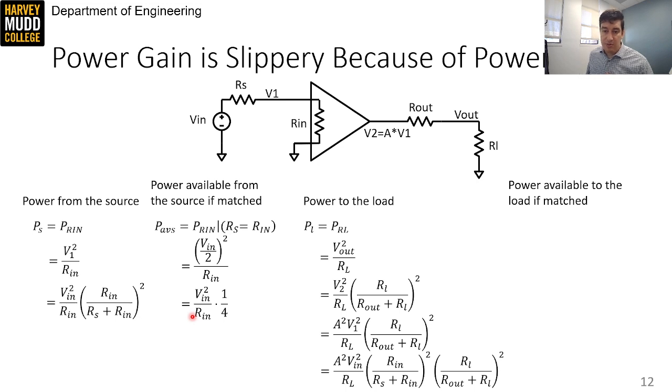We need to compare source power to the power dissipated in the load, which is given by the voltage across the load squared divided by RL. And we can relate this power back to Vin by tracing through the dividers and the amplifier, which we do sort of in this step and this step and this step.